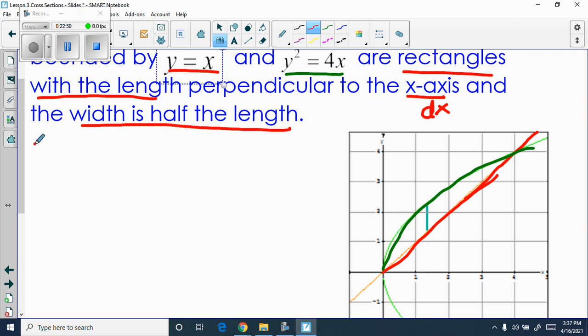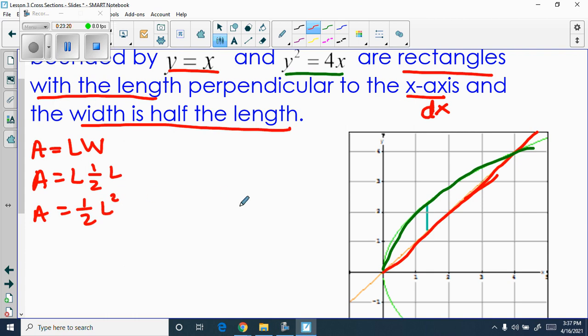Okay, so our area formula is going to be length times width. And they told us the width is half the length. So we can substitute for W 1/2 times the length, which means we've got 1/2 L times L, which gives us 1/2 of L squared. We just got to figure out what L is.